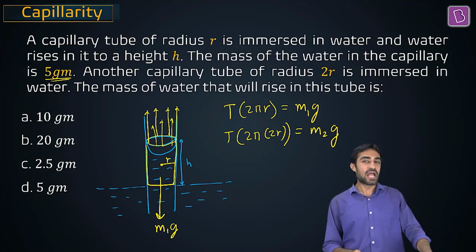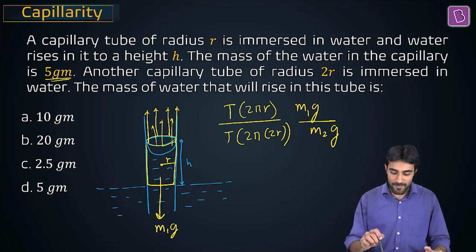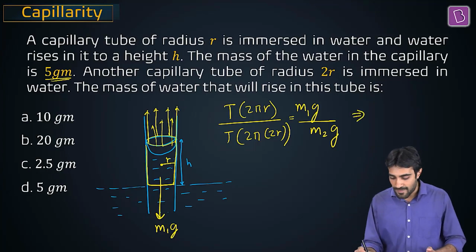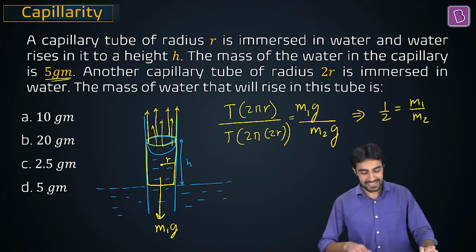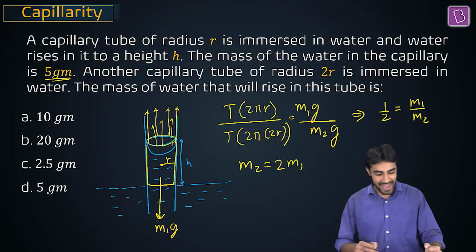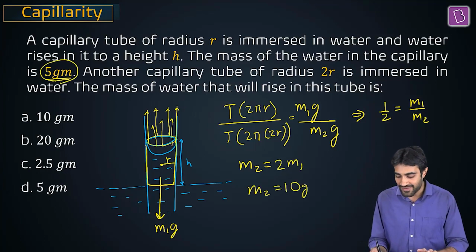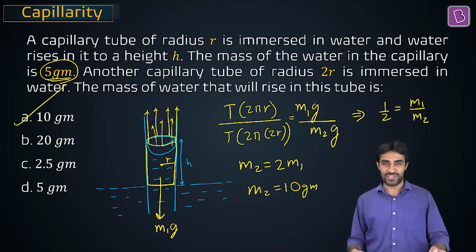Now what do we do? We will divide these two equations. Yes, that looks good because many things are going to be cancelled out. And you can see we are getting 1 upon 2, which is equal to m1 upon m2. Everything else gets cancelled out. Now, from this we can see what m2 is. m2 is equal to twice m1. What was m1? m1 was given to be 5 gram in the question. So m2 is equal to 10 gram. Now we can mark option A as the right answer for our question.